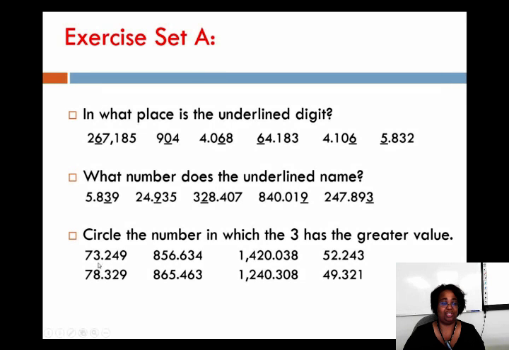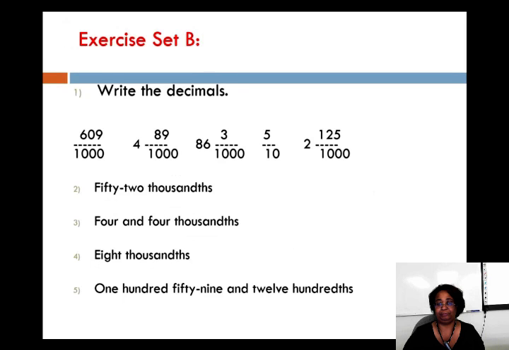So I already told you this 3 is bigger here, and this 3 is bigger here. What about this set? Which one has the bigger 3? The second one, 1,240.308. This is in the tens place, and this is in the hundreds place. And then what about this last one, last set? 49, the bottom. 49.321, this one has the 3 in the larger place. Okay, try these. I think those are self-explanatory.